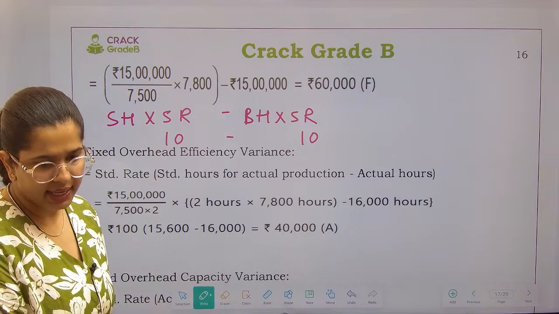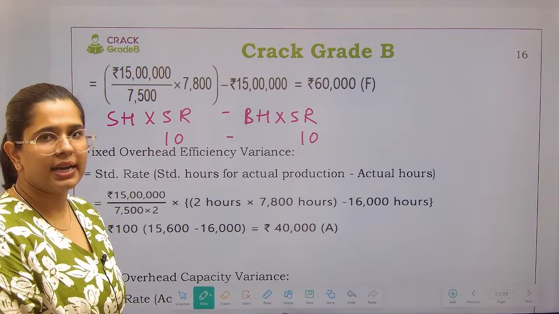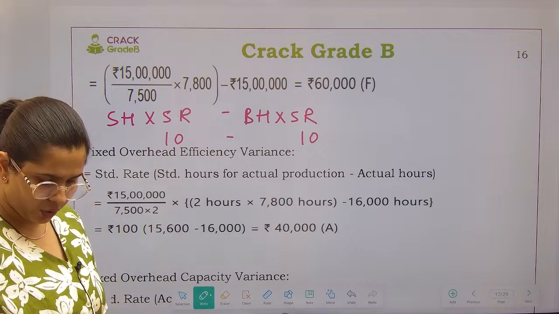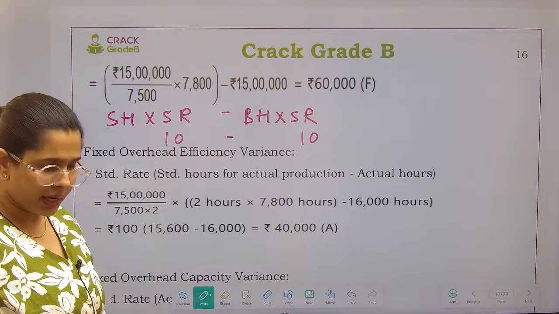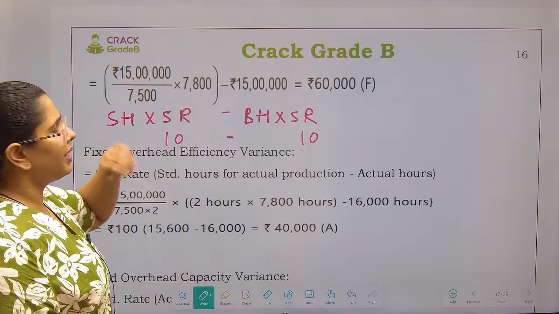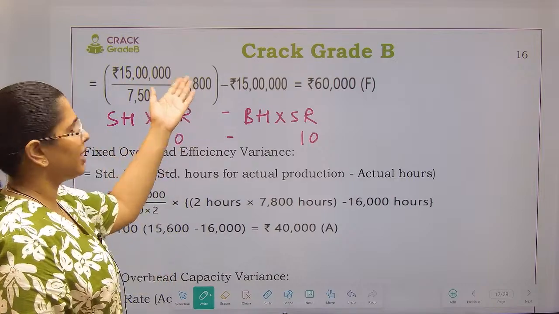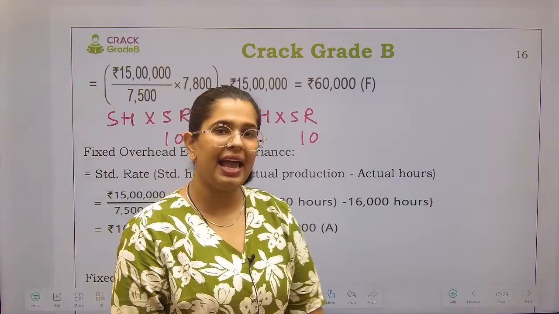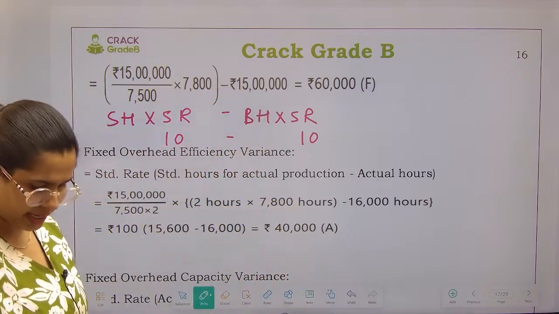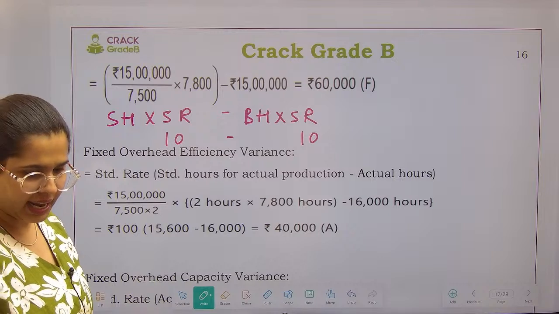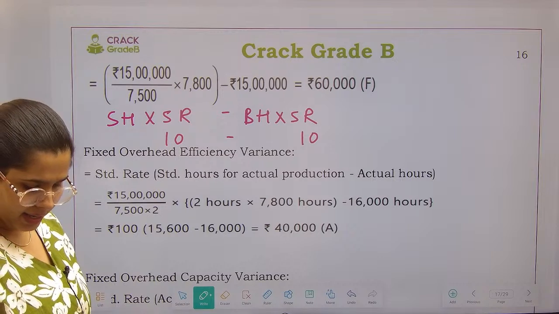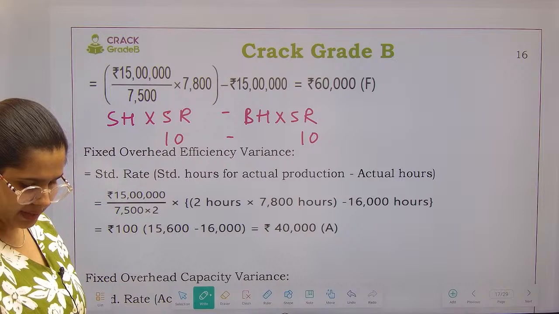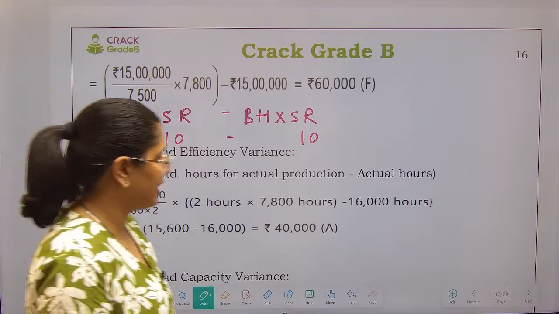Now next thing is, मैंने आपको standard hours निकाल के बताया था आपके standard hours कितने होंगे. So in that particular case 7,500 के लिए अगर ये कॉस्ट है तो 7,800 के लिए क्या होगा, because we want to compare everything for the actuals. ठीक है, हम हर चीज एक्चुअल के लिए कंपेयर करना चाहते हैं. So 15 lakh divided by 7,500 multiplied by 7,800 and this gives me 15,60,000.